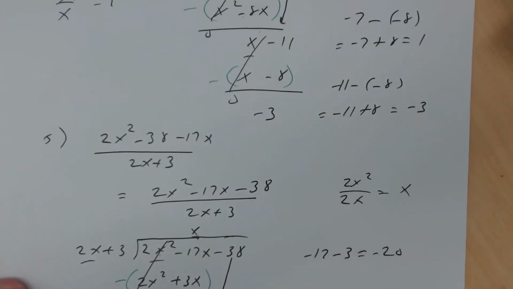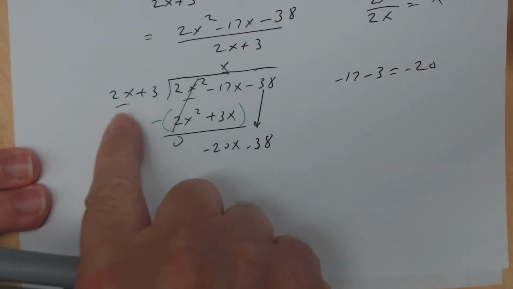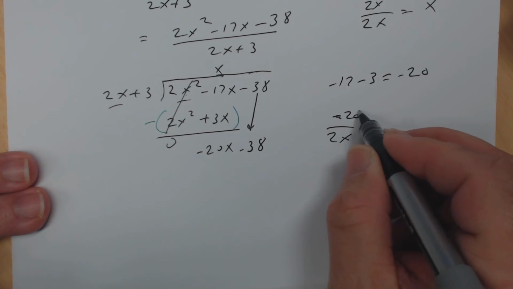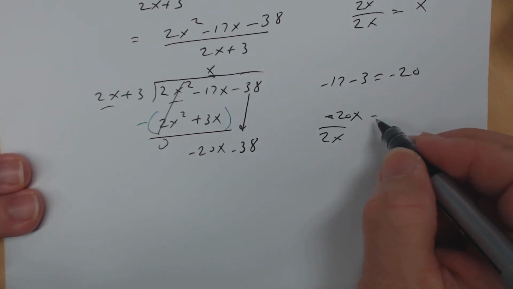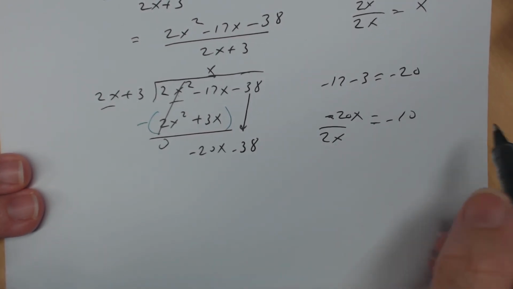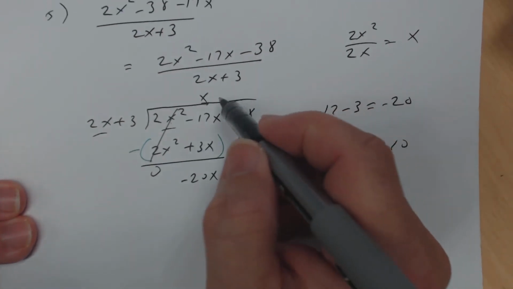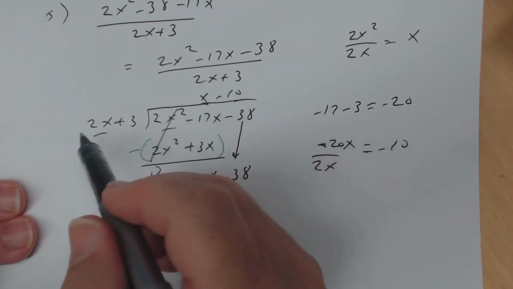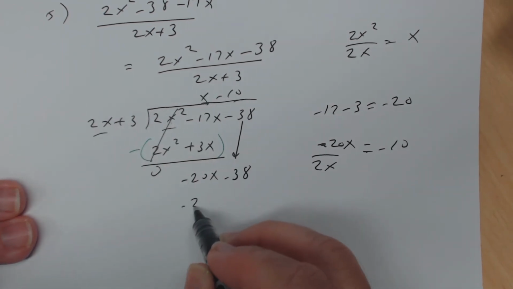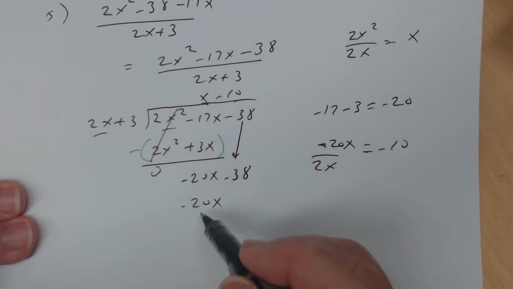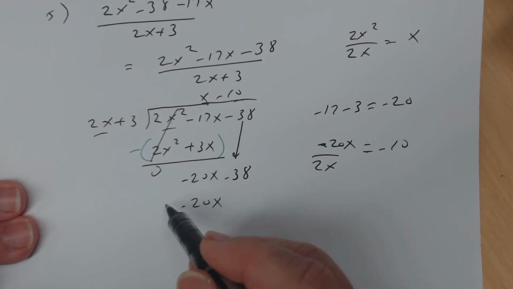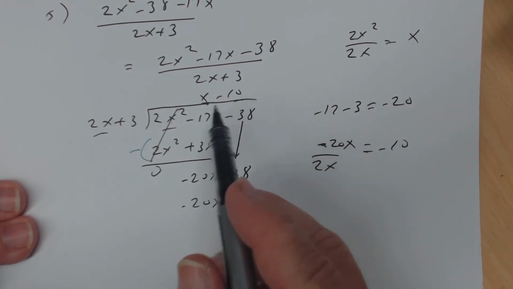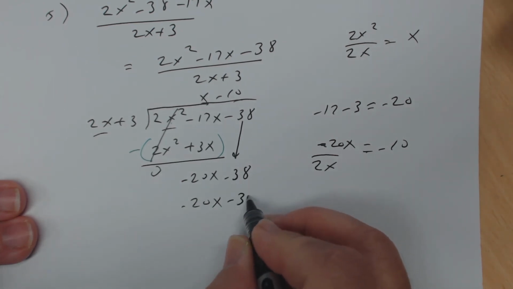So you're going to say 2x into negative 20x. That is just a negative 10. And so that's going to go here. And now you do the multiplication over again. A negative 10 times 2x is a negative 20x. Remember, that's what you wanted. You want these to be the same. So when you subtract them, they're going to cancel out. A negative 10 times 3 is a negative 30.